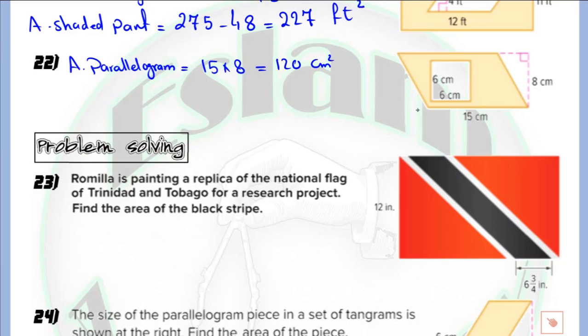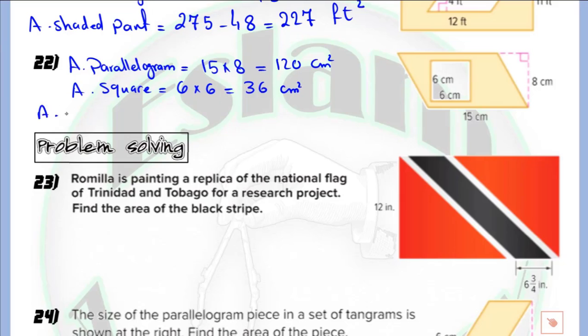Now we need to find the area of the smallest shape. If you look at the smallest shape, you will find that two sides are equal. It means we are talking about the area of a square. The area of the square is equal to the side multiplied by itself. So just multiply 6 by 6, the answer will be equal to 36 square units.